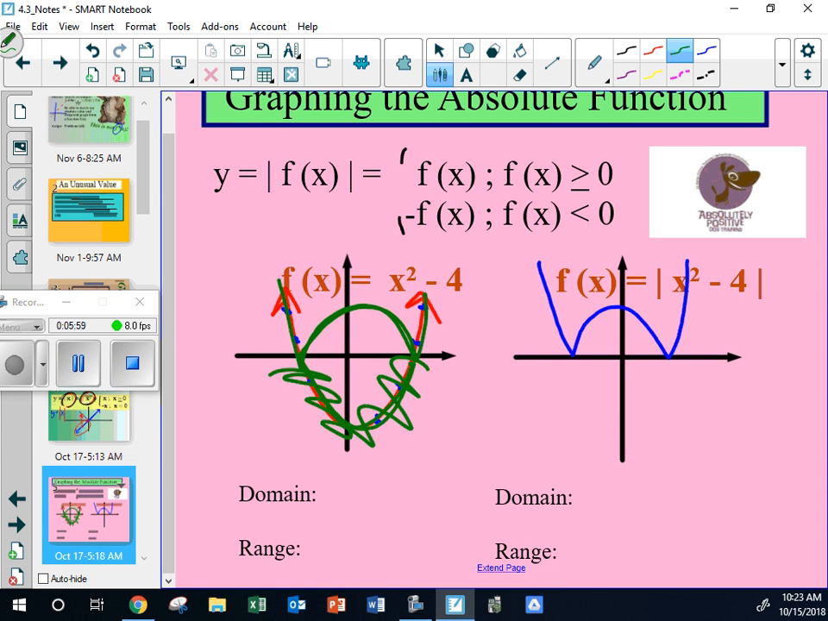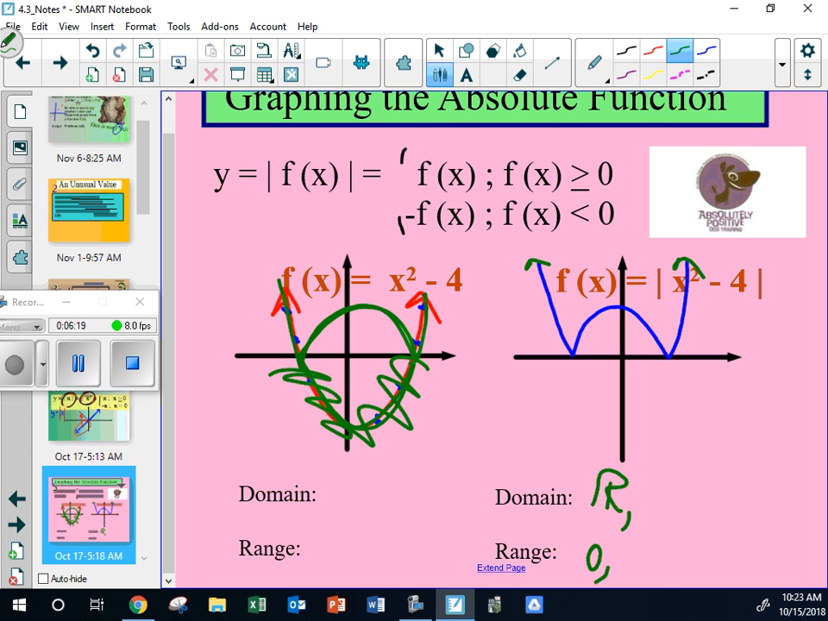I know it would have been super easy before, but now that we're done, what's the domain? Doesn't it keep going in both directions forever? Yeah, so its domain is all reals. Could you have written negative infinity, positive infinity? Sure. Range. The range of it is from what?